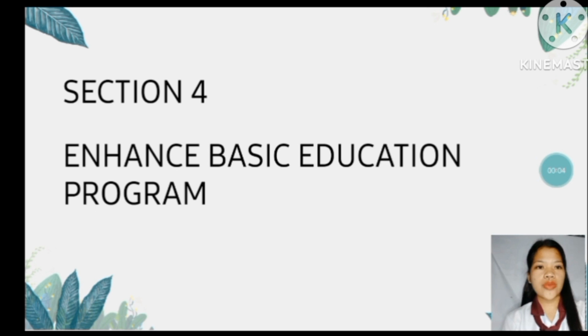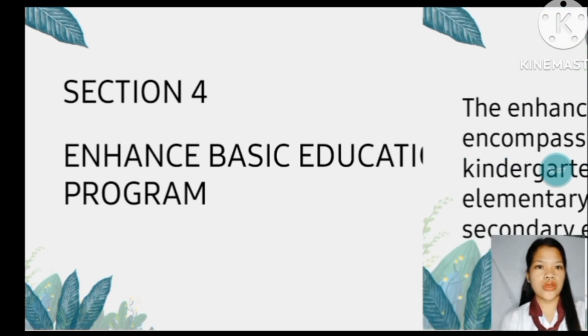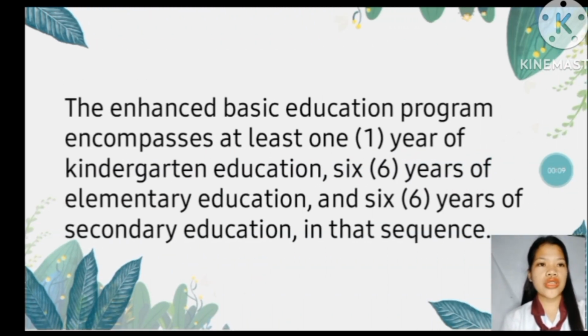Section 4, Enhanced Basic Education Program. The Enhanced Basic Education Program encompasses at least 1 year of kindergarten education, 6 years of elementary education, and 6 years of secondary education in that sequence. In order to meet these learning needs, the education system encompasses 1 year of kindergarten, 6 years of elementary education, and 6 years of secondary education.